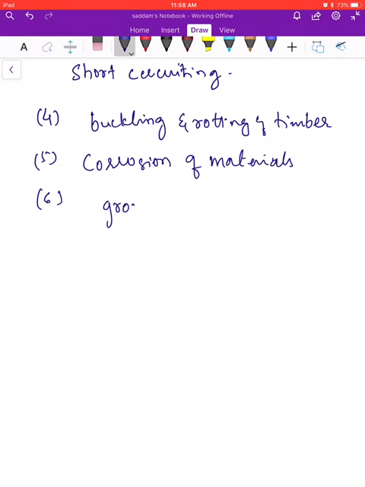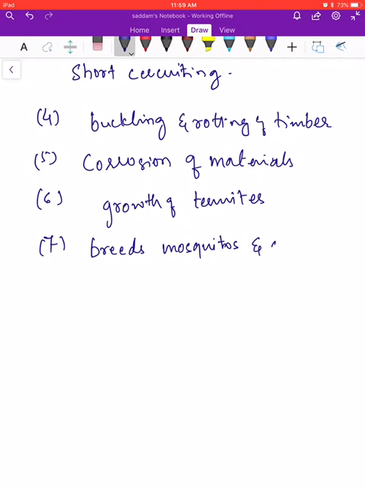growth of termites, breeds mosquitoes, creates unhealthy living condition.